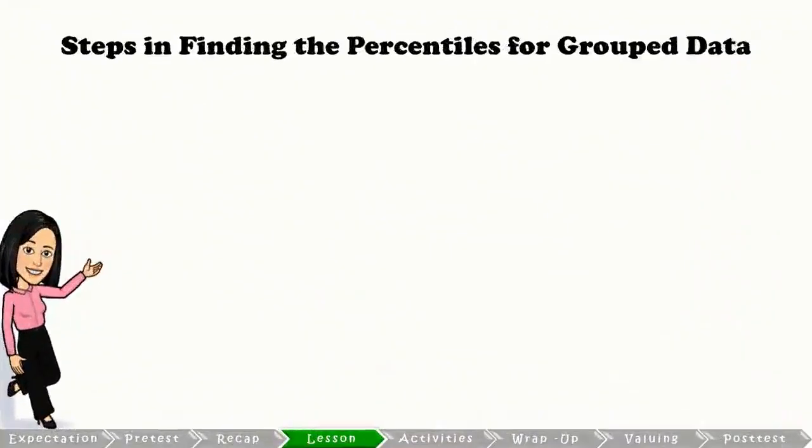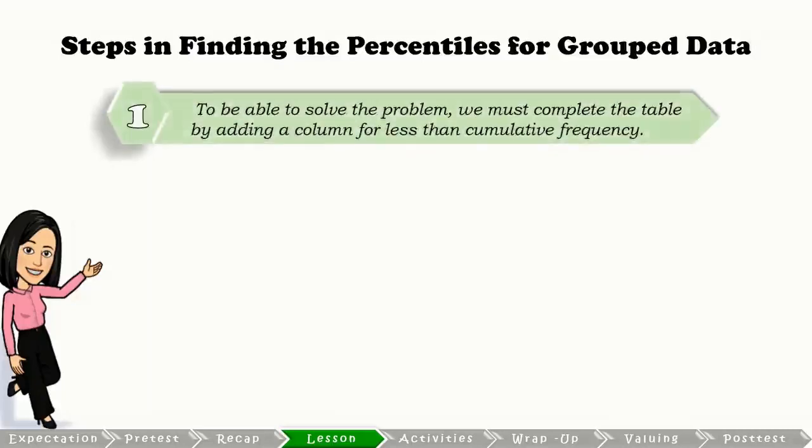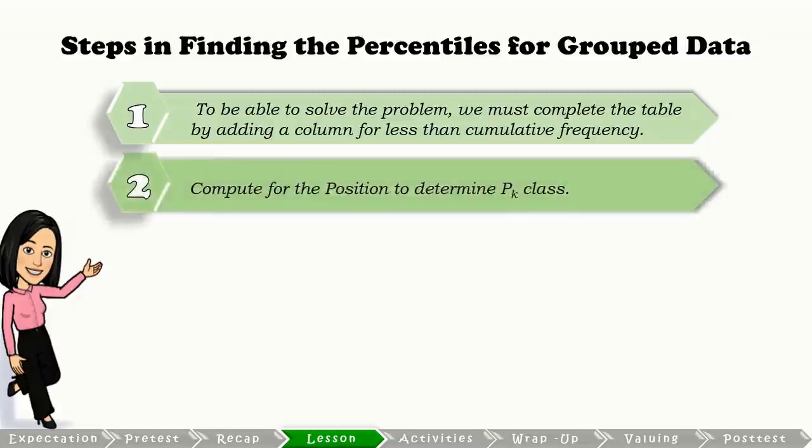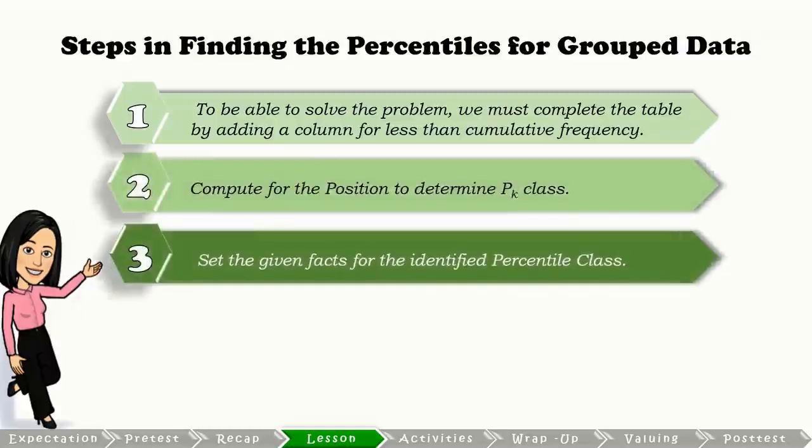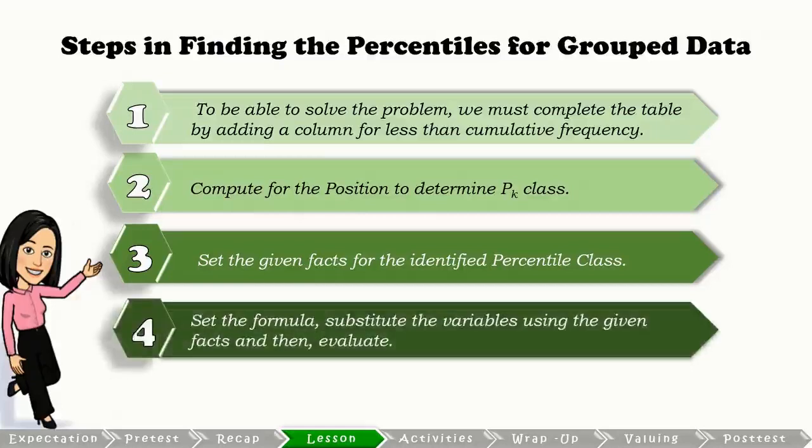Here are the steps in finding the percentiles for group data. Step 1. To be able to solve the problem, we must complete the table by adding a column for less than cumulative frequency. Step 2. Compute for the position to determine the P sub k class. Step 3. Set the given facts for the identified percentile class. And step 4. Set the formula, substitute the variables using the given facts, and then evaluate.